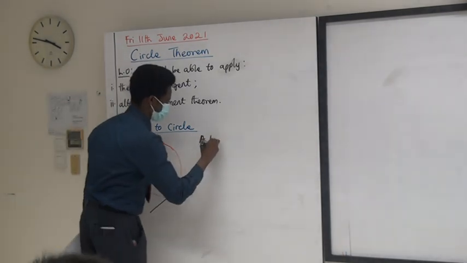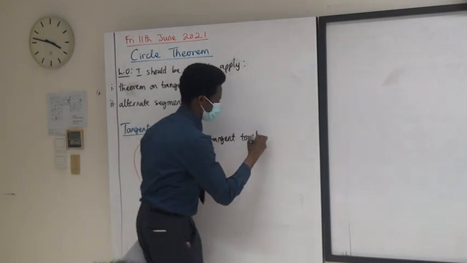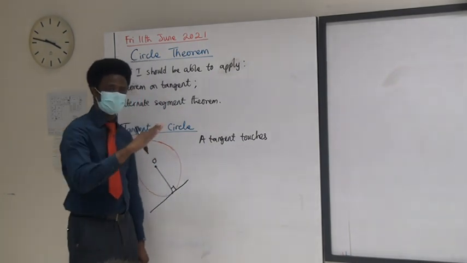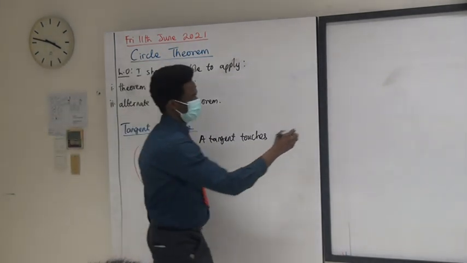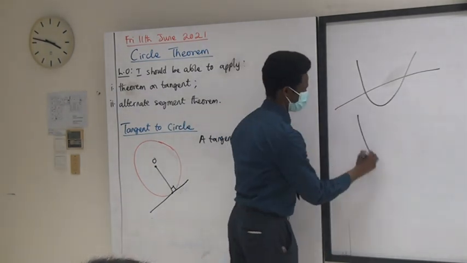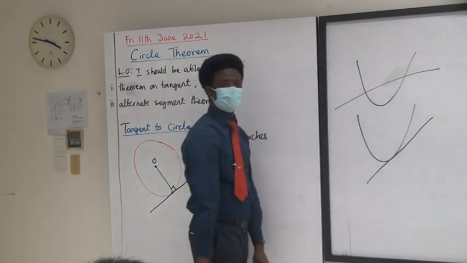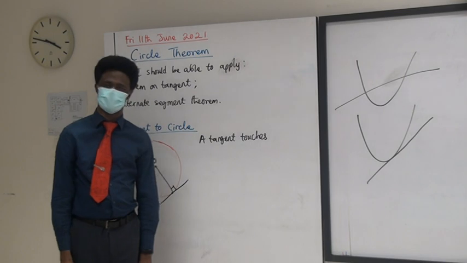So a tangent touches, not cuts. Touch means 1 point. Cut means maybe more than 1 point. This line cuts the curve. But this line touches the curve. Can you see the difference? Okay, the one that touches the curve is a tangent.